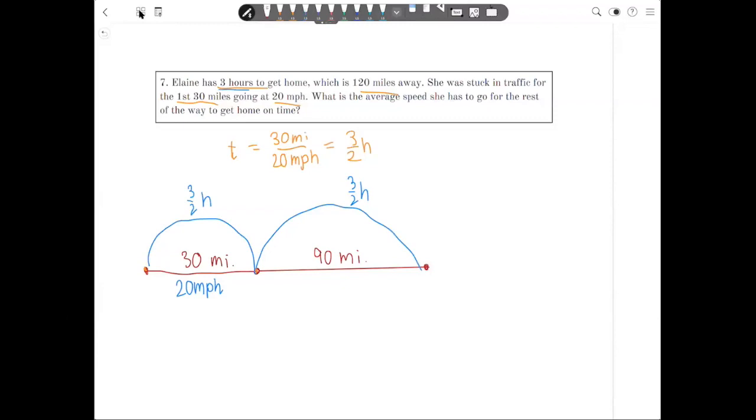And therefore, for the second part, the average speed she has to go is the distance divided by the time. The distance is 90, the time is 3/2, which gives 60. So the answer in this case is 60.